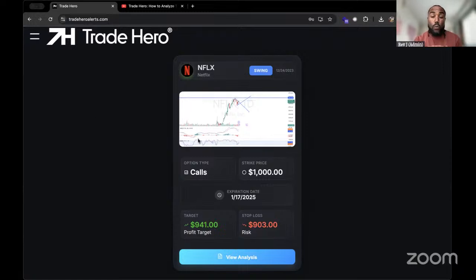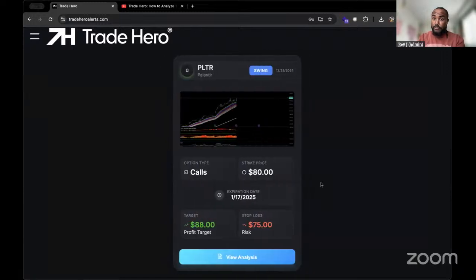So when you get a trade alert from Trade Hero, you're essentially going to get a notification. That notification is going to tell you, hey, we're trading, let's say, for example, this Netflix call. So when you get these trades in, you'll be able to come into the app and actually swipe through these trades. Whether you like it or not, you can decide that.